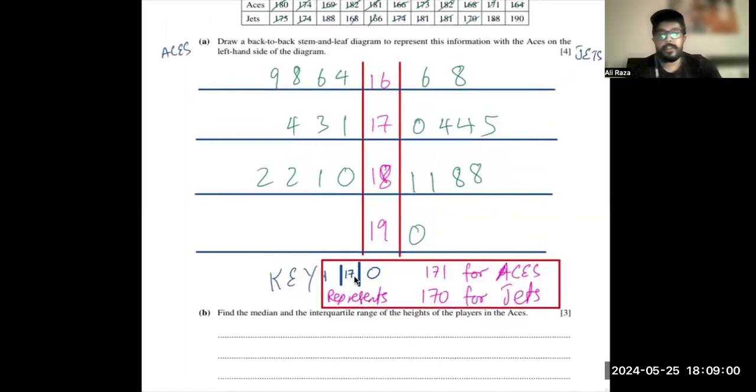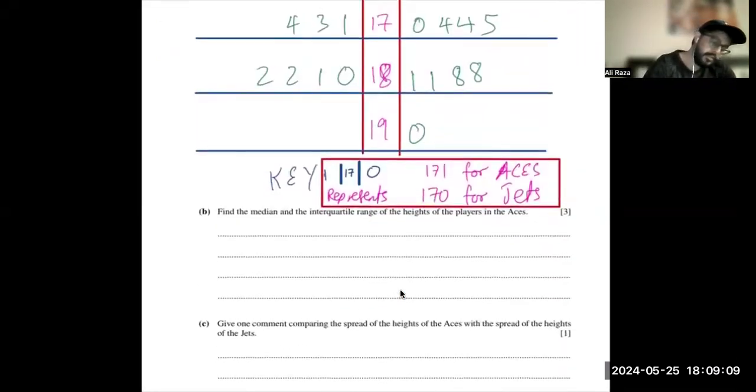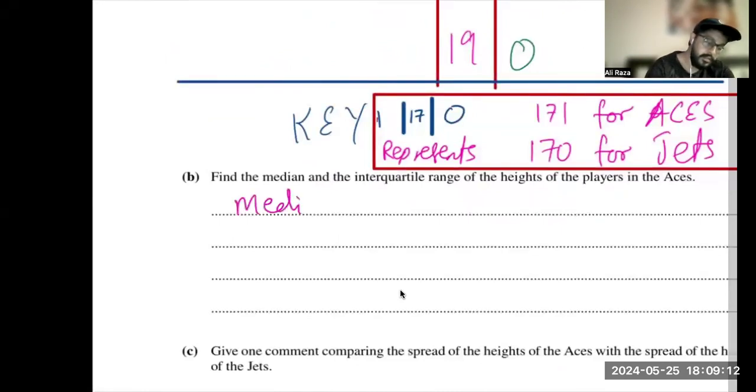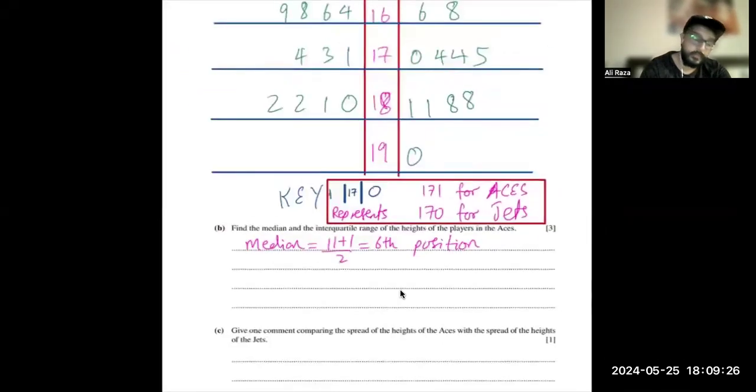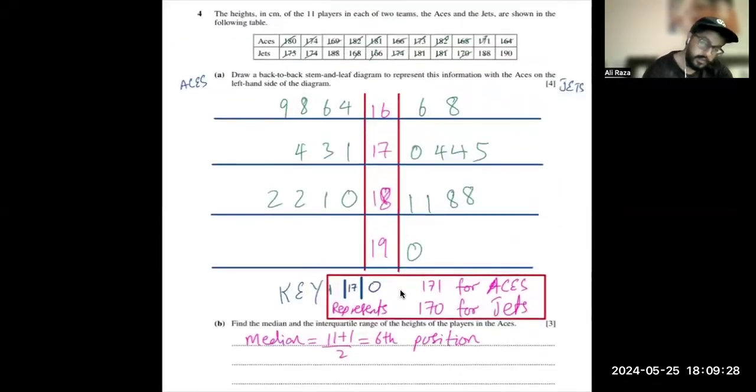Now in part B, we need to find the median and interquartile range of the heights for aces. For median, we have the formula n plus 1 upon 2 for the position. So 11 values plus 1 upon 2 would be 6th position. Now over here, the 6th position is 173.